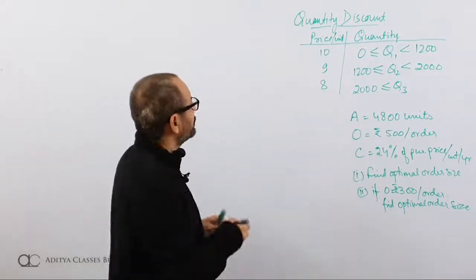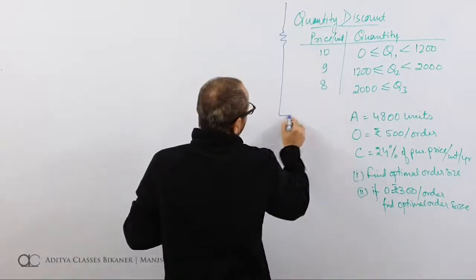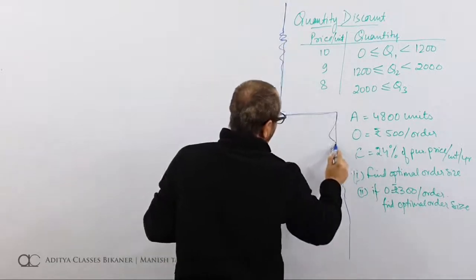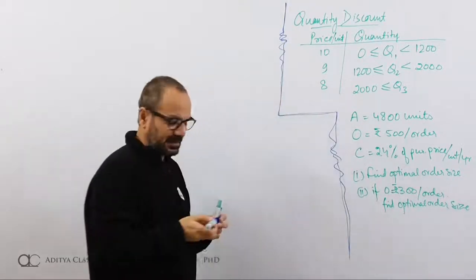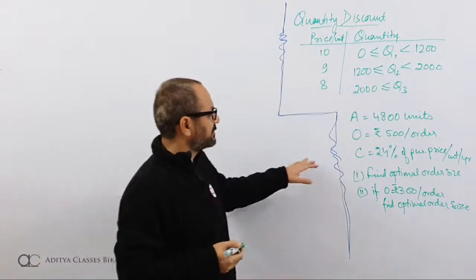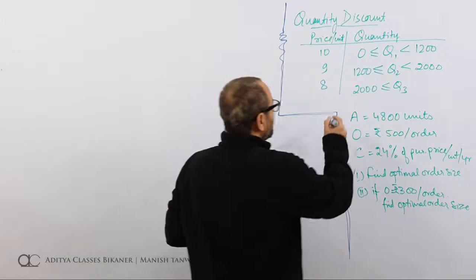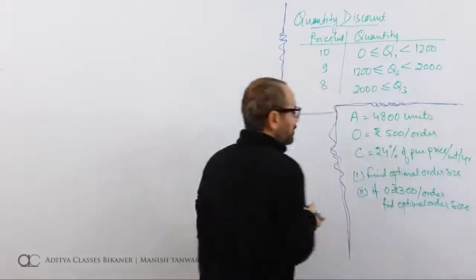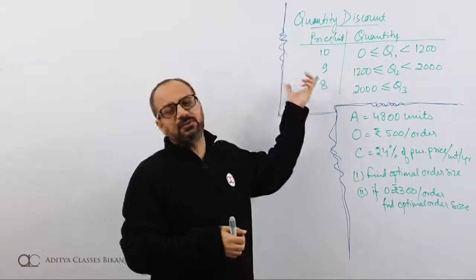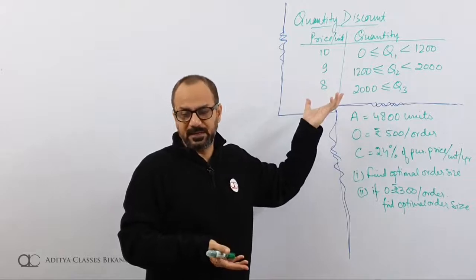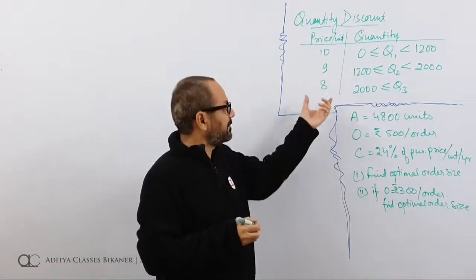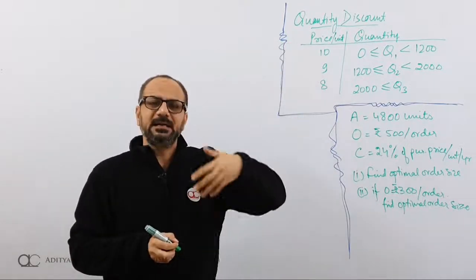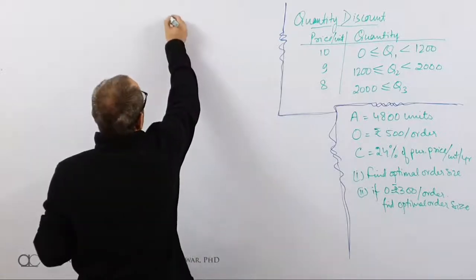Now let us go ahead and solve it. How do we solve these kinds of questions? Being human, being a businessman, ideally I would prefer the lowest possible cost. So let me find out EOQ using the lowest possible price per unit, and let us see what happens.